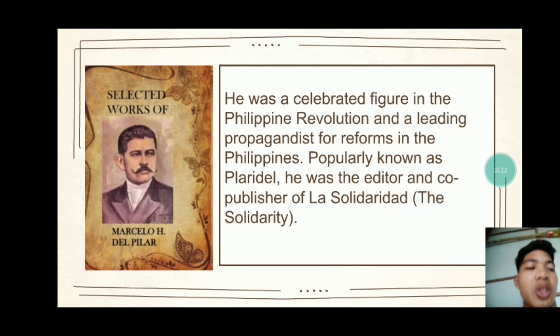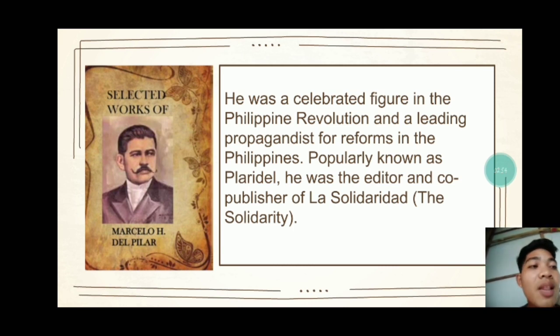Next we are going to proceed with another important person, which is Marcelo H. Del Pilar. He is the father of Philippine journalism. He was a celebrated figure in the Philippine Revolution and a leading propagandist for reforms in the Philippines, popularly known as Plaridel. He was the editor and co-publisher of La Solidaridad, the Solidarity.